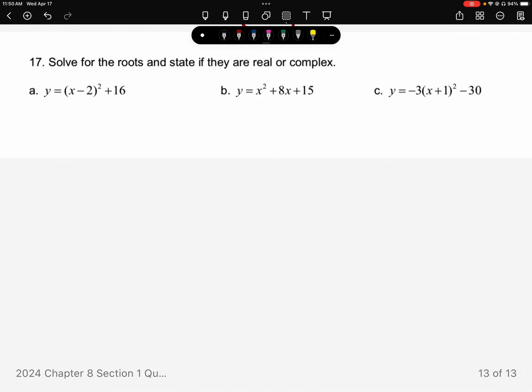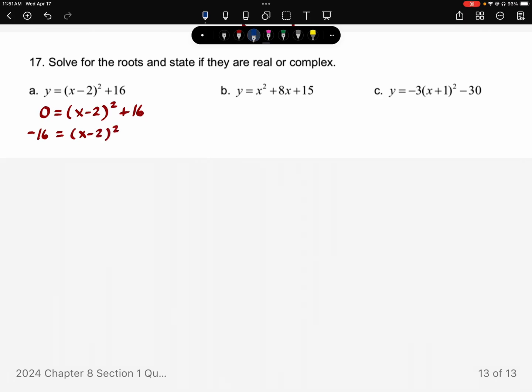If you like the quadratic formula, you could take A and rewrite it in standard form and use the quadratic formula, or you could take it and solve it backwards. That's what I'm going to do with this one. I'm going to put in 0 for my y, and we are going to find what the roots are by solving for x. So the first thing we'll do here is isolate the quantity. So we're going to subtract 16 from each side.